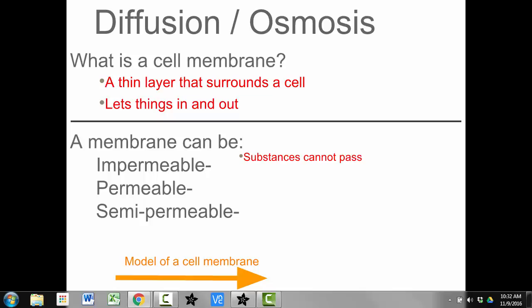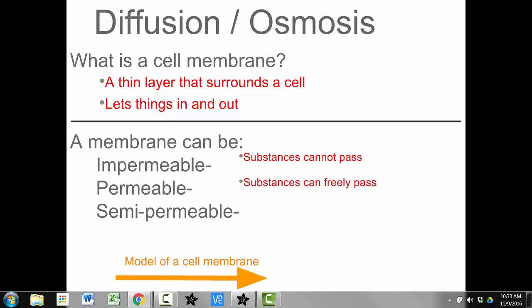So if a membrane is impermeable to glucose, that means glucose cannot pass through it. So then, what do you think permeable means? Adam? Yeah, the substances can pass freely through it.